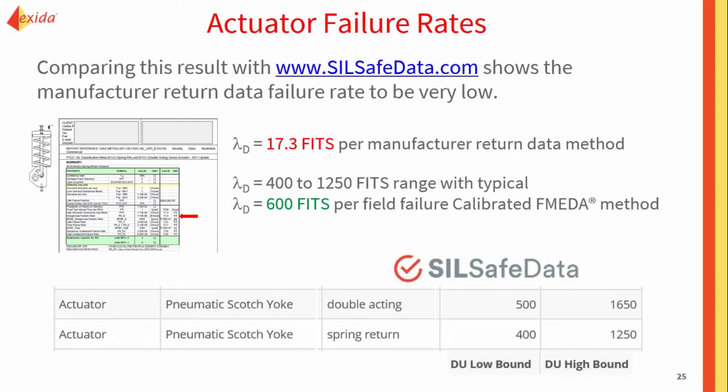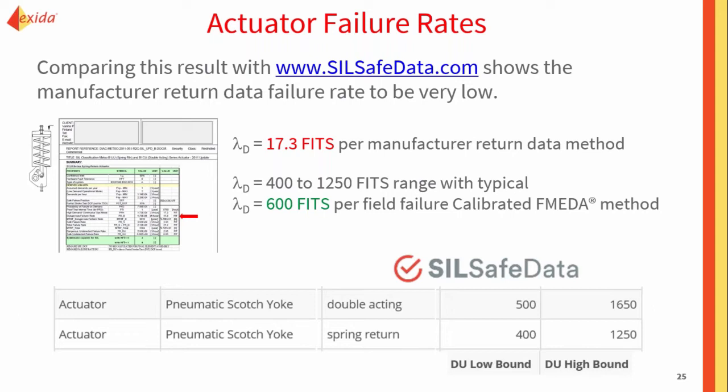So we went on to silsafedata.com and we looked up that this is a Scotch yoke actuator, and on SILSafe Data, they have information on both spring return and double acting. This example was a spring return, so I could see that I should expect a failure rate between 400 to 1250 FITs. It's typical. Well, there always are exceptions to the rules, but when it's more than an order of magnitude different, that's when I start to question things. Is this the best actuator that's ever been made in the world?